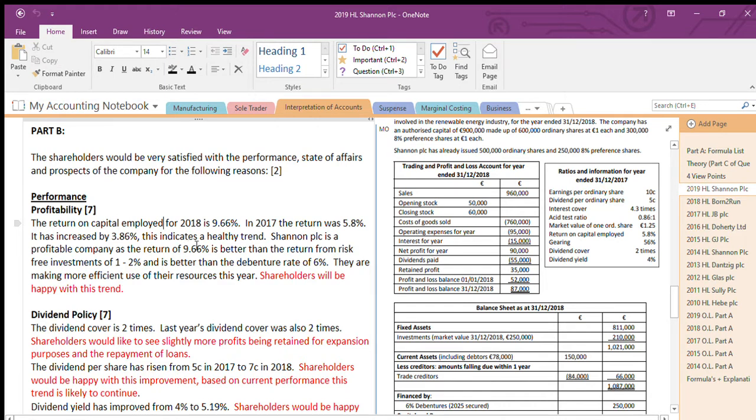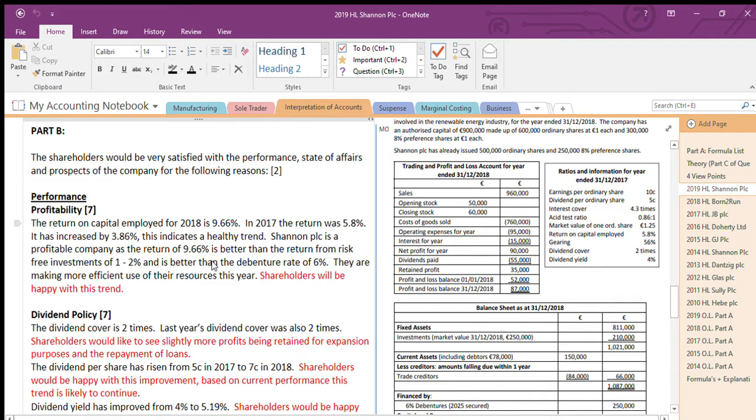So all I've done so far is state what it is this year, state what it was last year, and say that it's increased by 3.86%, and this is a healthy trend. You would need to state all of that to be marks-going for each step along the way. Now we add further commentary. Shannon PLC is a profitable company, as the return of 9.66% is better than the return from risk-free investment of 1 to 2%, and is better than the debenture rate of 6%.